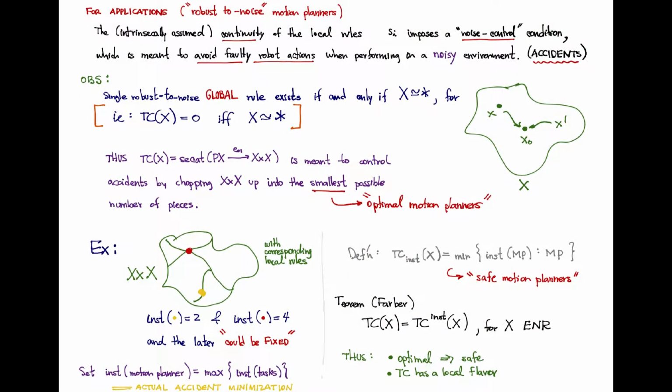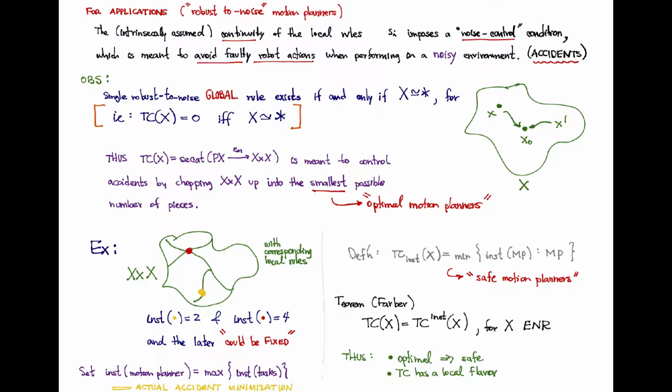So, in a sense, one calls these continuous sections robust to noise motion planners. And the idea, of course, is to avoid accidents. If you have a robust to noise local section, motion planner would mean that essentially you can control the presence of noise in some way. If you have a good control of the noise, then you would have a good control on the actions to apply for solving the tasks.